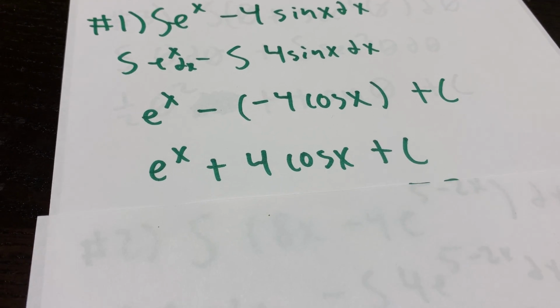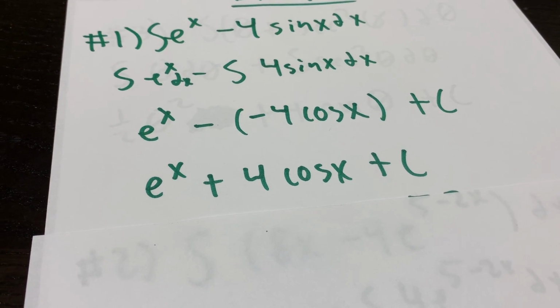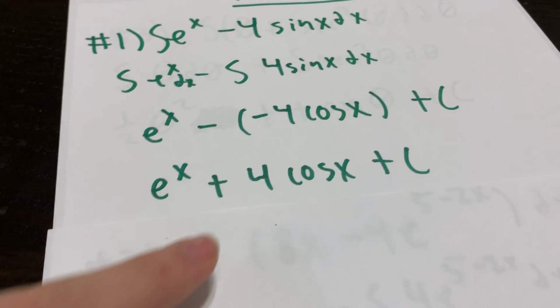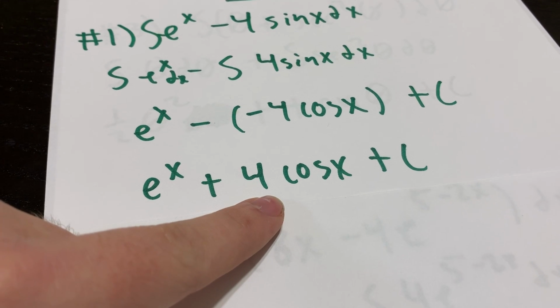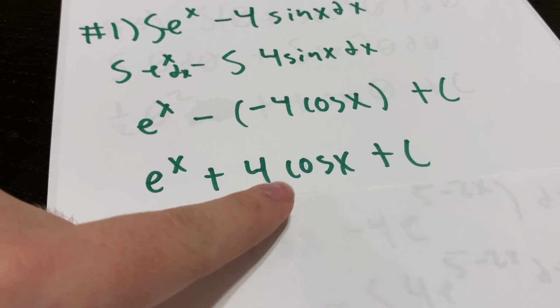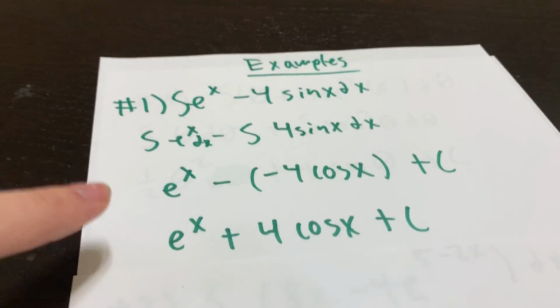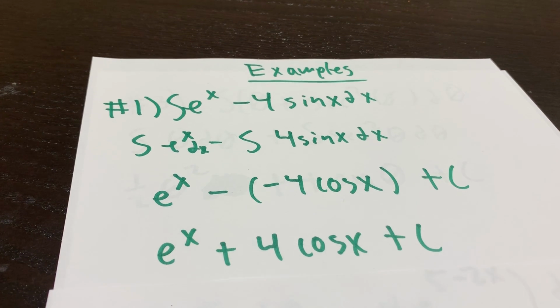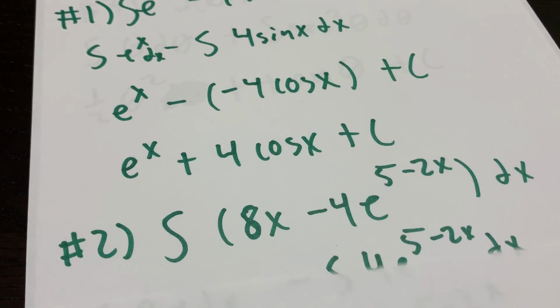And then you could always check. If you take the derivative, you'll get e to the x. And if you take the derivative of 4 cosine of x, you should get -4 sine of x. And then the derivative of a constant is 0. So let's see, is that right? Yep, it is right. So you get -4 sine of x, and then you also get e to the x. And yep, that's right.